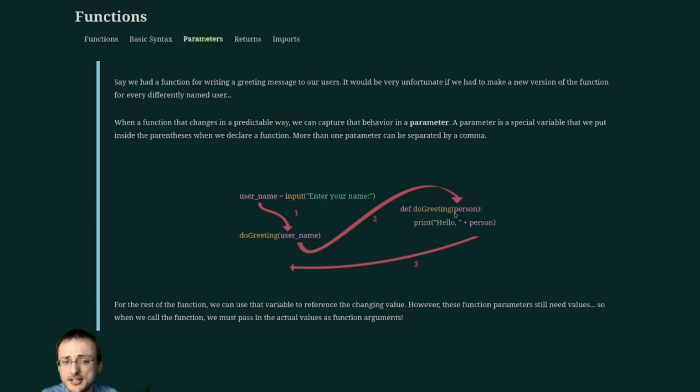So here in my do greeting, I've created this person parameter. In the rest of my function, I can use that variable as if it already had a value. I can say, hello person. And notice I never set equals. Person never gets assigned any value, but still this function will work when it runs as long as I send that value in when I go to use it.